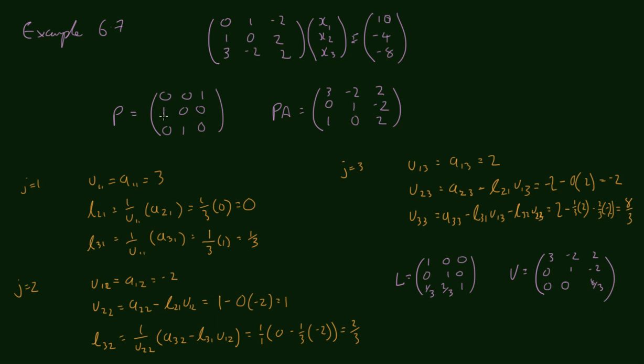Okay, so what we need to solve this with partial pivoting is a permutation matrix P, and then we apply LU factorization to P times A to give us L and U. Right, so now we've got those, what we're going to do is solve.